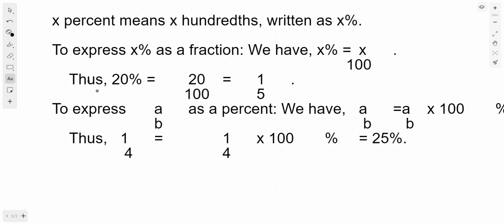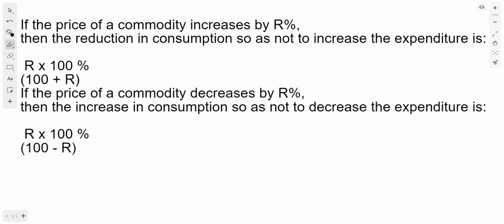Moving on to the other formulas. In some of the questions you will deal with, if the price of a commodity increases by R%, then the reduction in consumption so as not to increase the expenditure is given by this formula: R upon 100 plus R into 100%.